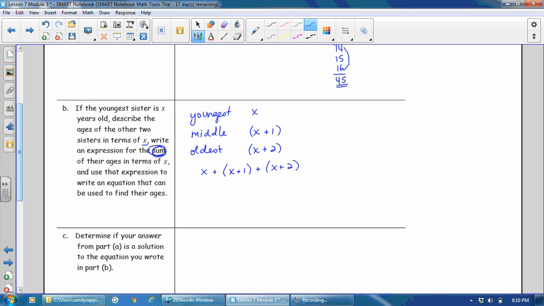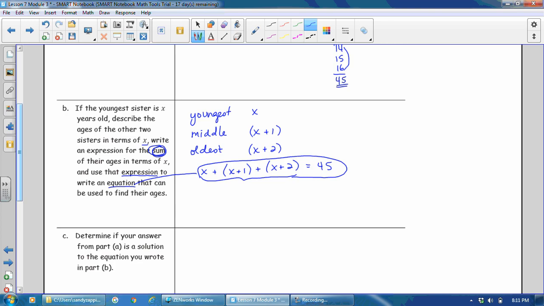the oldest child. Now use that expression to write an equation. So an equation is when you know what this is going to be equal to. And we know that it is going to be equal to 45. So now we have an equation. This is the equation that could be used to find their age.